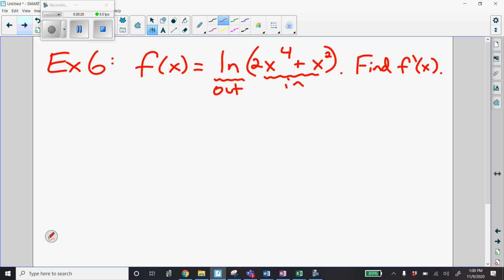And once again, it's helpful to know that the derivative of ln x is 1 over x, but I'm not going to see 1 over x show up here, right? That would be the derivative of the outside with respect to x. I want to do the derivative of the outside with respect to the inside. So f prime of x here would be the derivative of the outside, which is 1 over x, but it's not with respect to x, it's with respect to the inside.